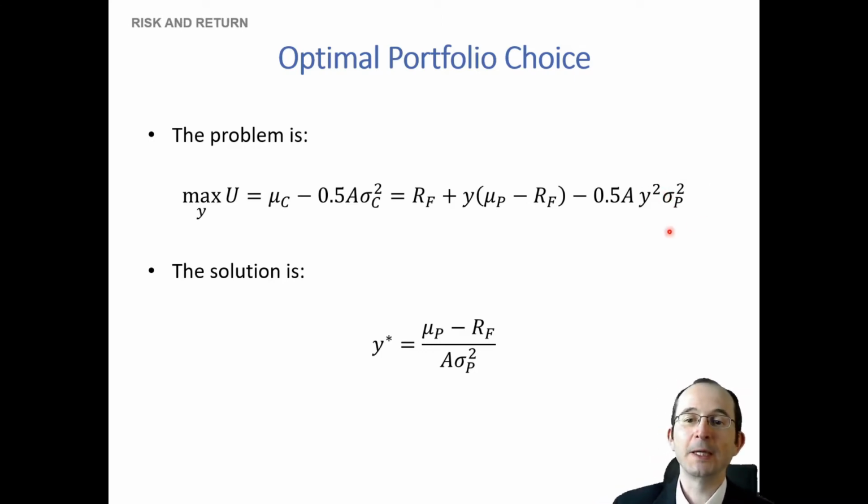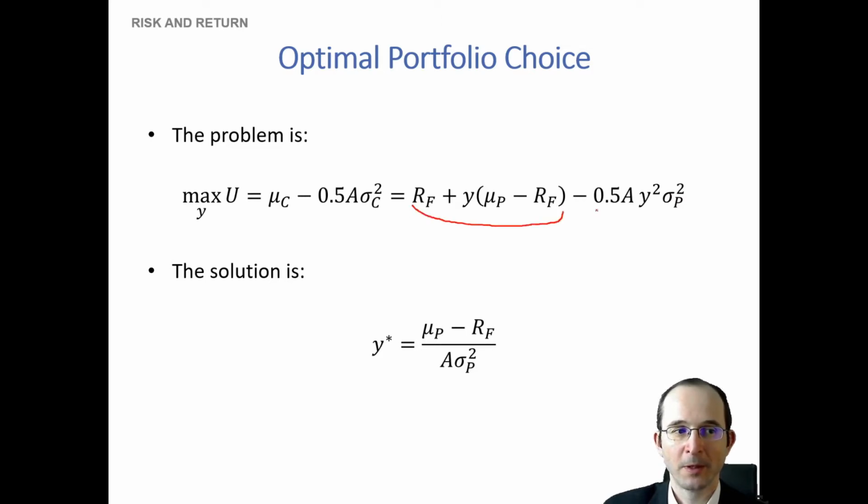So we plug in our formulas for expected return and, minus 1/2 times A times, portfolio variance. Then we simply take a derivative with respect to y and set it to 0, and that will give us a solution. We can check whether this is a maximum or a minimum, but given what we've seen graphically, we know it's actually going to be a maximum.